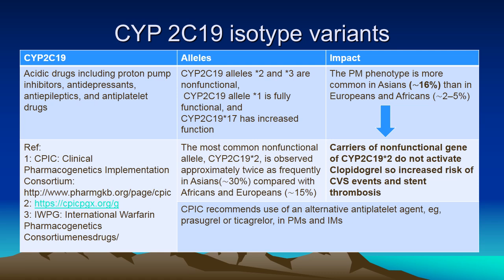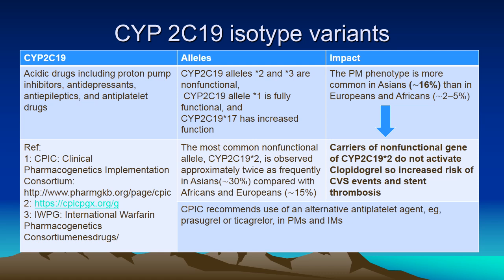In general, acidic drugs are substrates for CYP2C19, and alleles 2 and 3 are non-functional. So they are poor metabolizers. About 16% of Asians are poor metabolizers, and carriers of this non-functional gene do not activate clopidogrel. So increased risk of cardiovascular events and stent thrombosis have been reported.